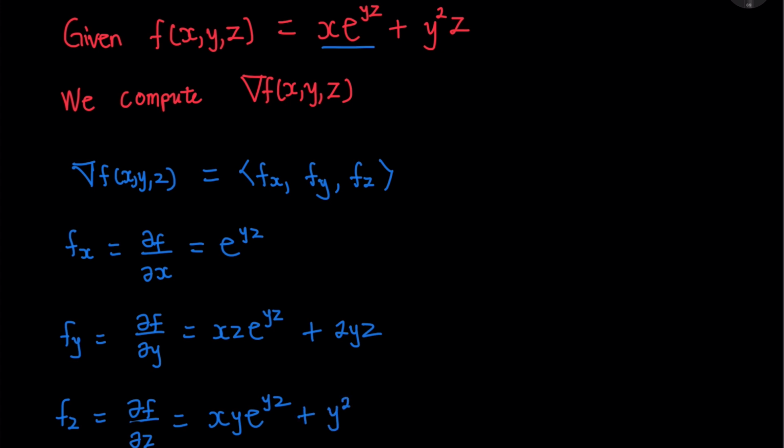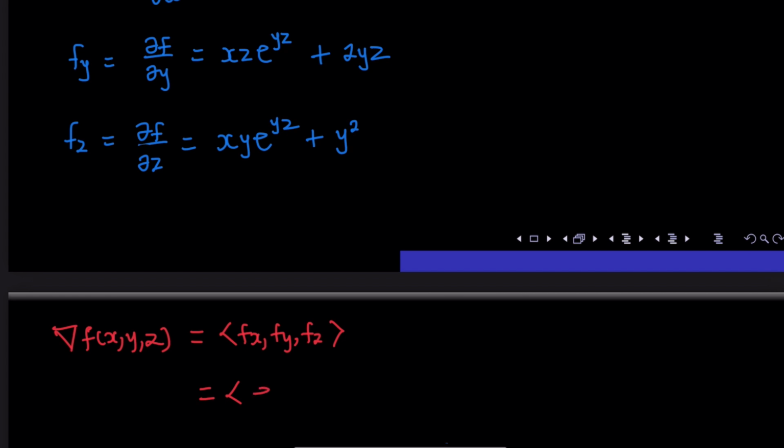Then we write these in the form of a vector. So our answer is going to be the vector e^(yz), then xz e^(yz) plus 2yz, then xy e^(yz) plus y squared. So this is our gradient vector.